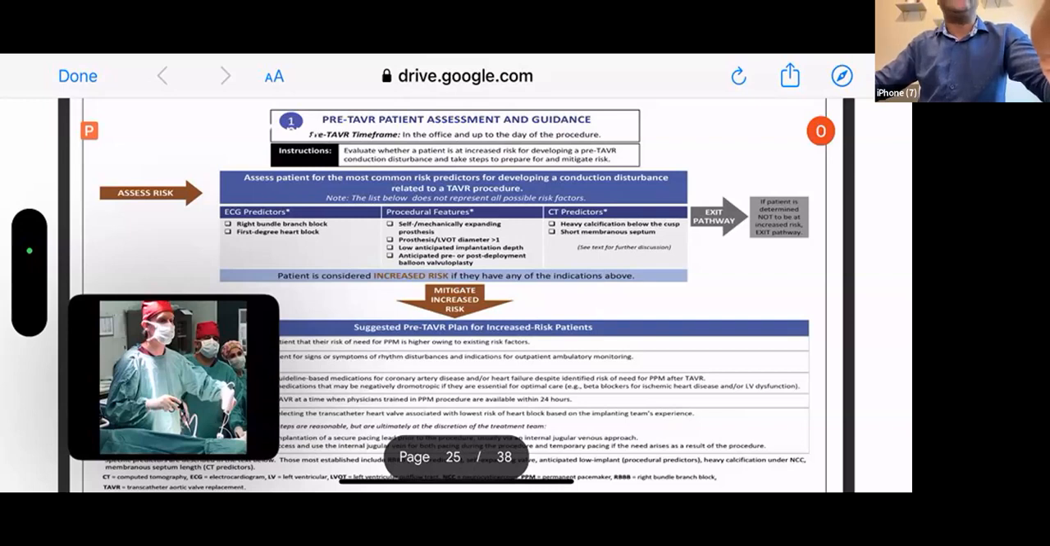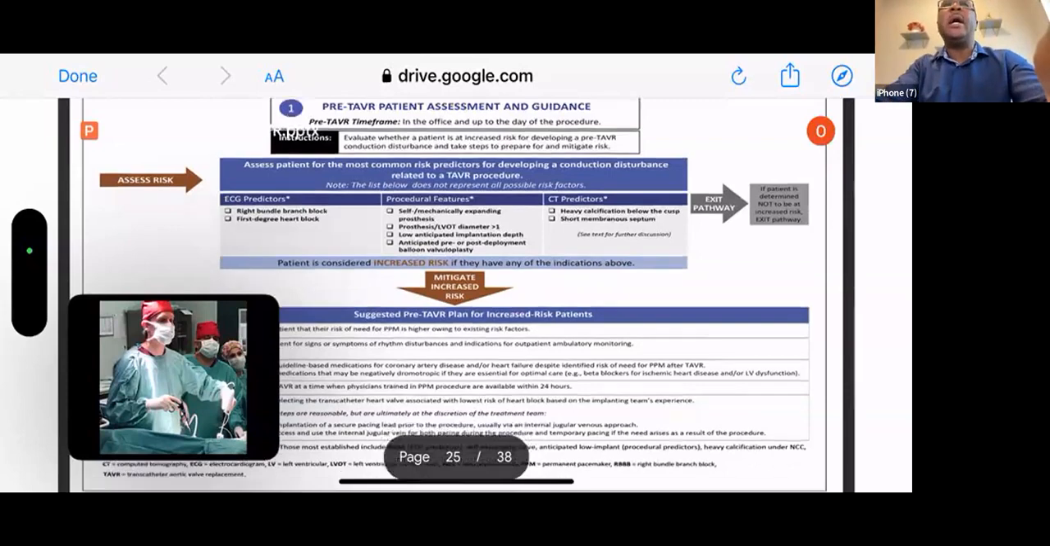Then you also need to schedule the TAVR at a time when a physician who is trained in permanent pacemaker placement is available to do it. But like I said, these days we use temporary pacemakers, so we can even do the procedure and then wait 2 days for permanent pacemaker placement if somebody who is knowledgeable in permanent pacemaker placement is not available. And then we consider heart valves that are less likely to give you heart block.